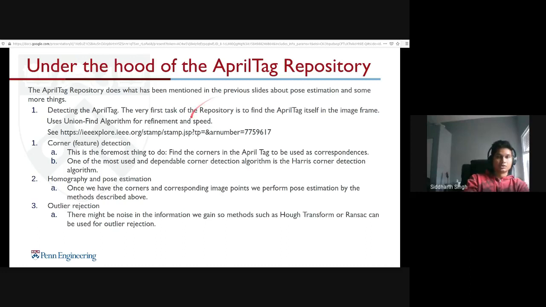So it would detect the April tag using a certain kind of edge detection algorithm. In this case, it's the union-find algorithm. It detects the April tag, then it finds the corners which we are interested in. The corners themselves act as the features or the points of the world, using things like Harris corner detection. And once you have the corners and the correspondences, you calculate the homography and estimate the pose. And once you have estimated the pose, you do things like Hough transform or RANSAC to perform outlier rejection.